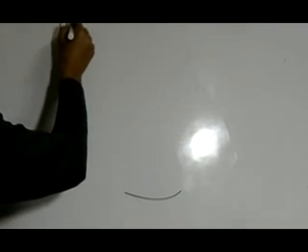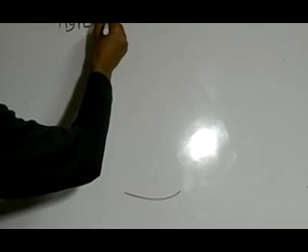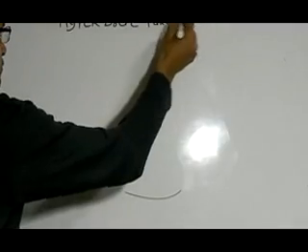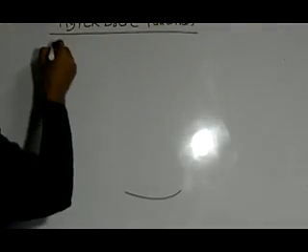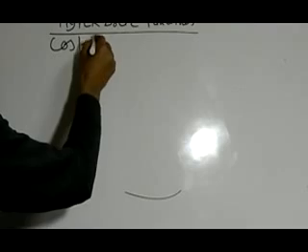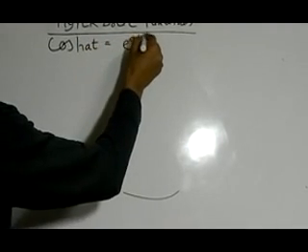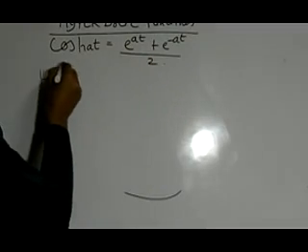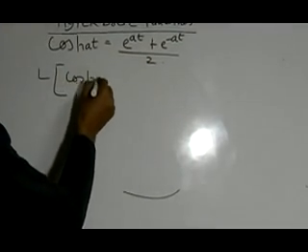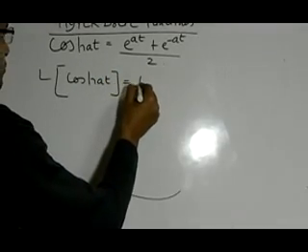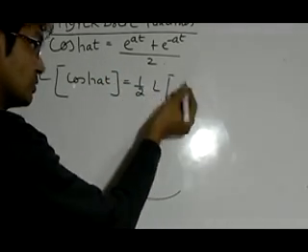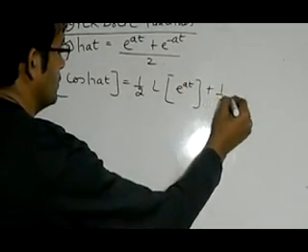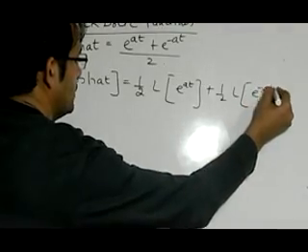Hyperbolic functions. You know that cos hyperbolic at is e to the power at plus e to the power minus at by 2. So therefore, Laplace of cos hyperbolic at is equal to 1 by 2 times Laplace of e to the power at, because this constant can be written outside the Laplace transformation sign, plus Laplace of e to the power minus at.